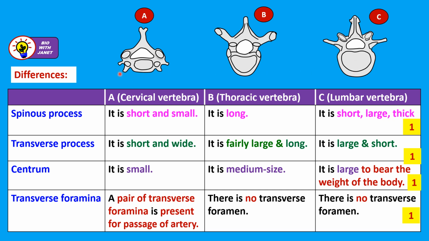Transverse foramina, which are the holes or openings, are found only on the cervical vertebra. So the cervical vertebra has a pair of transverse foramina for the passage of the artery through it. Okay, these are the openings. Then there's no transverse foramen in the thoracic vertebra and the lumbar vertebra. Okay, right. So 1 mark each for one difference, right?